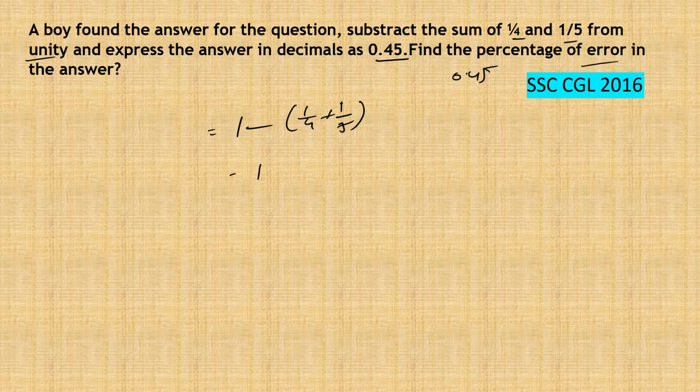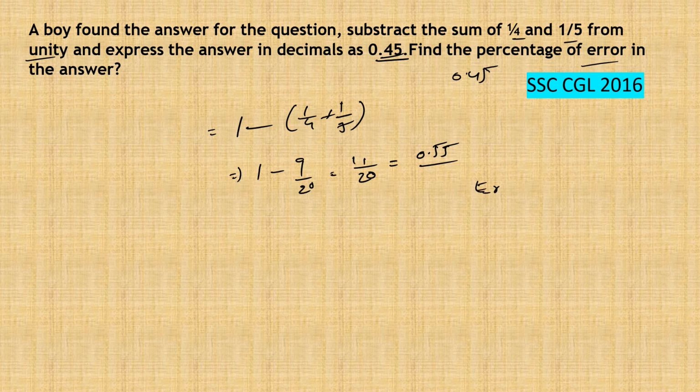1 minus (5 plus 4) is 9, 9 by 20, that equals 11 by 20, which gives answer 0.55. It is the original answer, but he found it as 0.45. How much is the error?